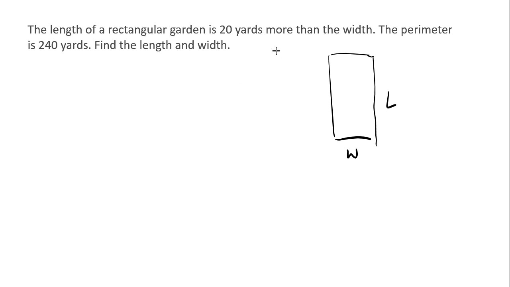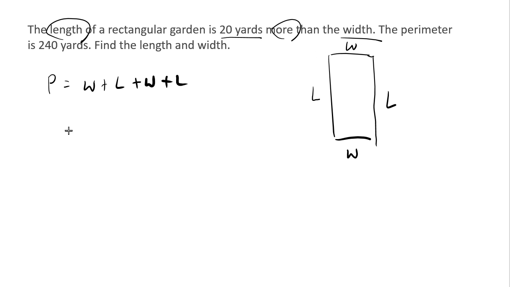And if you have width as W, L as the length, then this side is also L, and that's also W. So the perimeter is W plus L plus W plus L, going around like this, right? W plus L plus W plus L, that's the perimeter. But it also says that the length is 20 yards more than width. So L is 20 plus W.